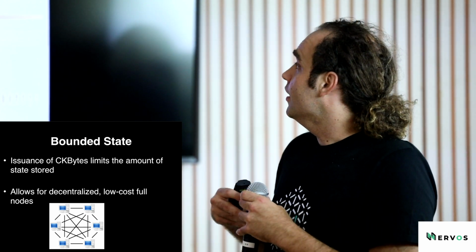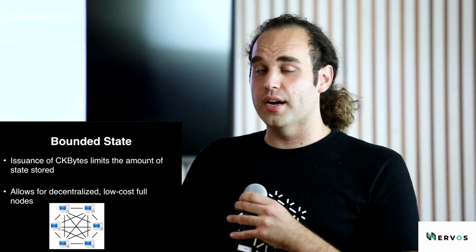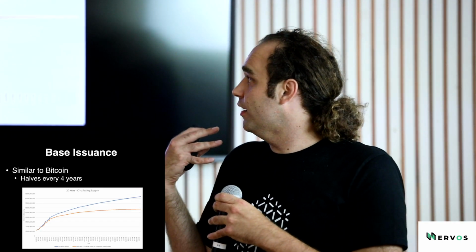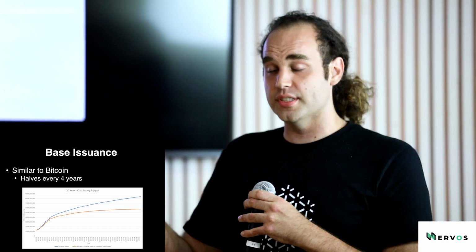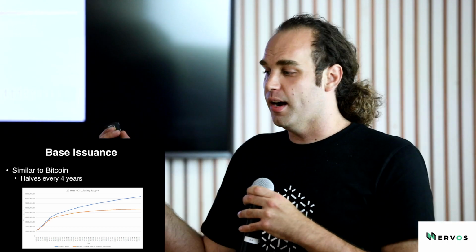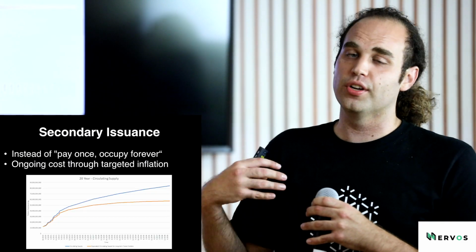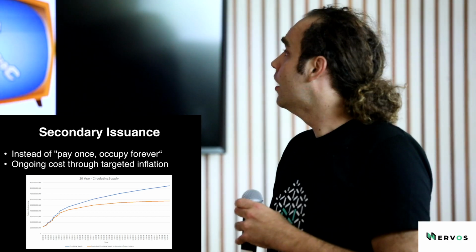So instead of just paying once for a transaction fee and then occupying state for free forever, on Nervos, if my CK bytes are being used to store data on the blockchain, then I'm getting hit with inflation. So I am incurring a cost for using those CK bytes to store data.